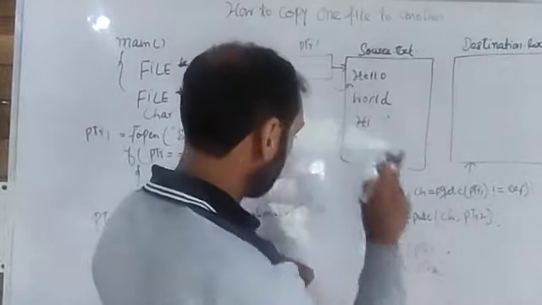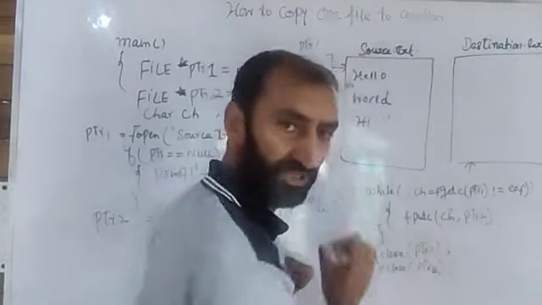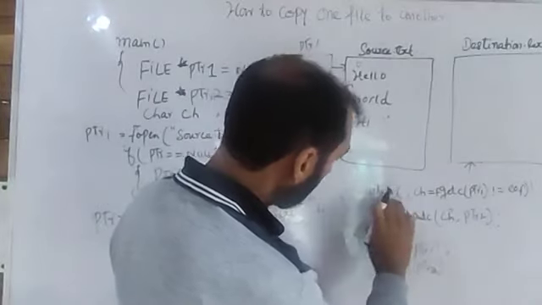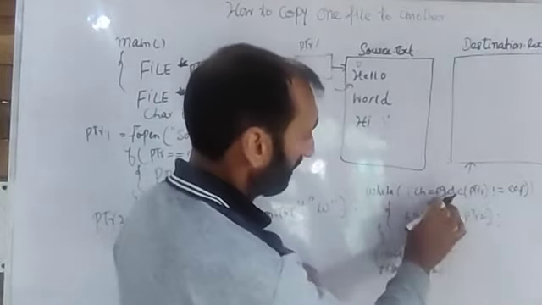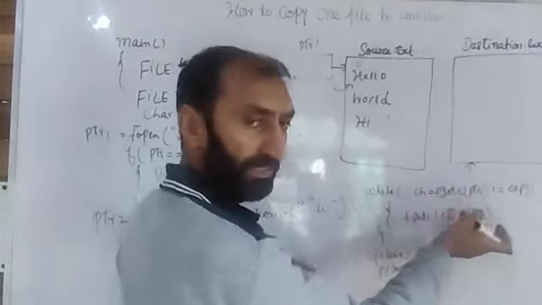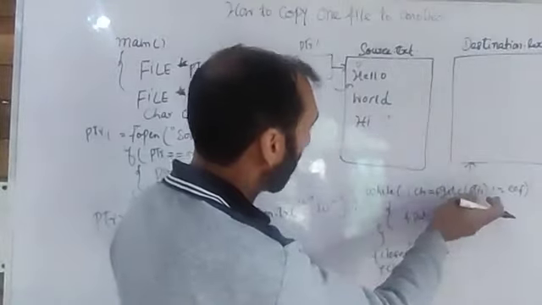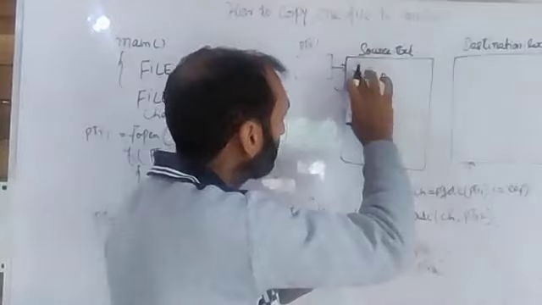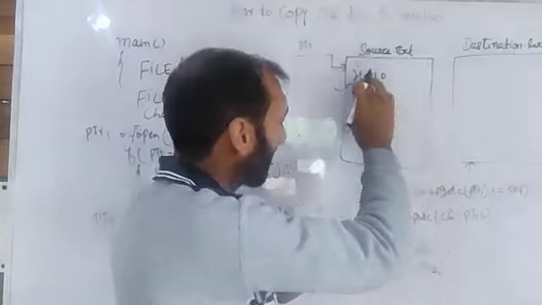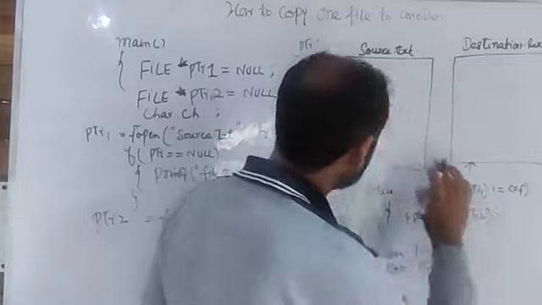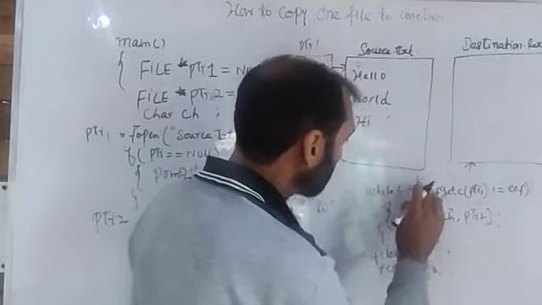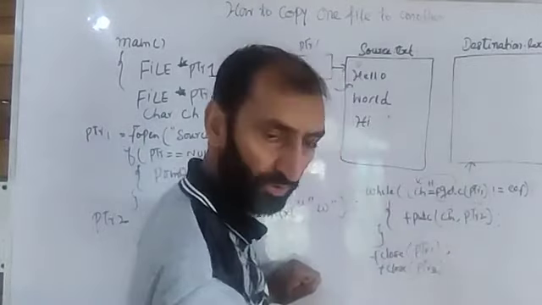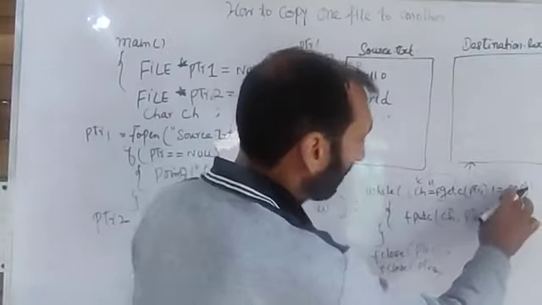That means this ptr1 points to this H at the beginning, that is the 0 index, in other words. So it will fetch the single character to which this file pointer ptr1 is pointing. At the moment this ptr1 is pointing to the 0 index, that is H. So it will read this H and will store that H into ch. So now this ch contains H. Okay, not end of file. H is not end of file.